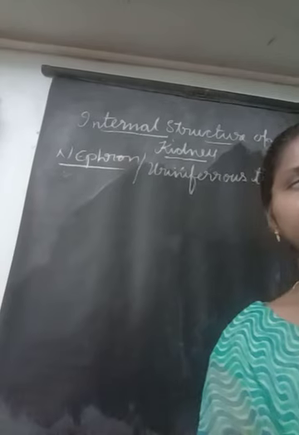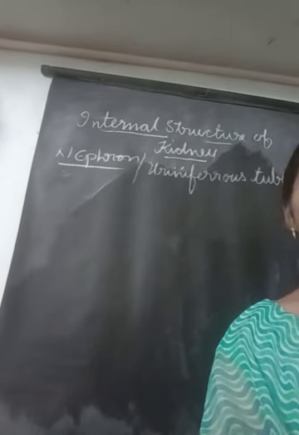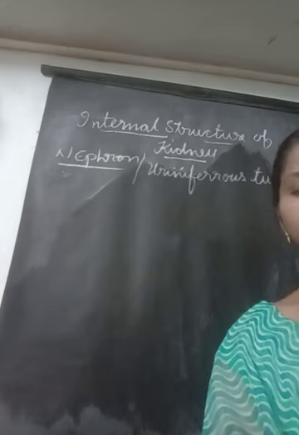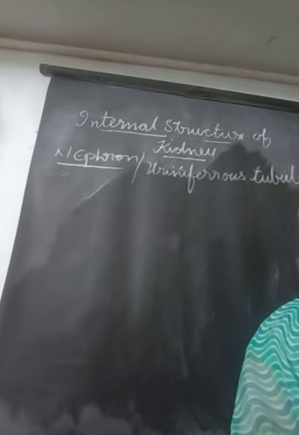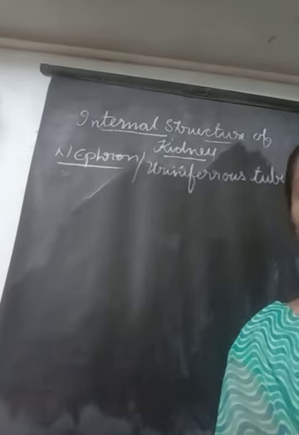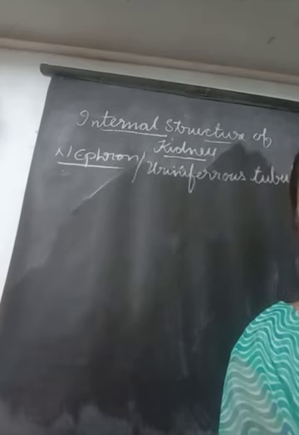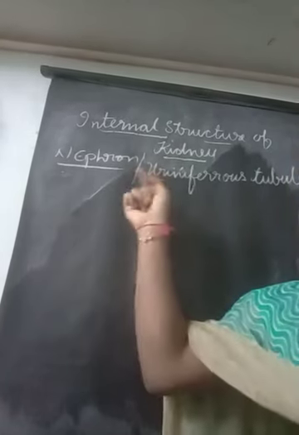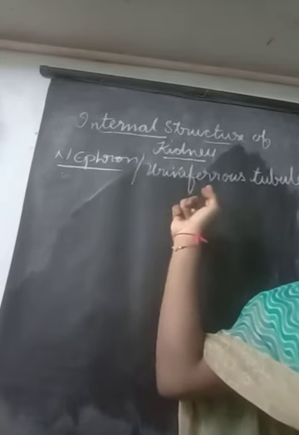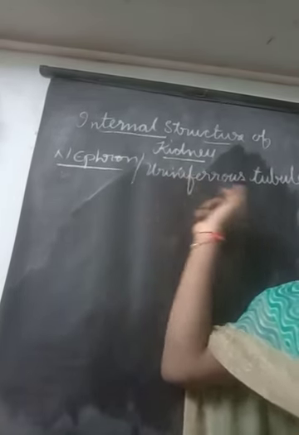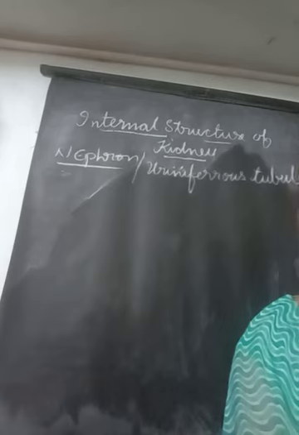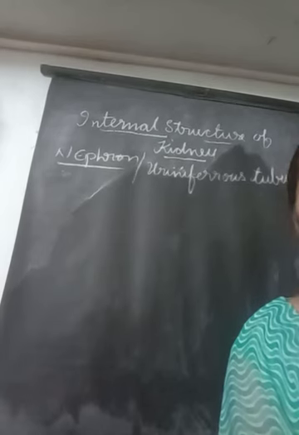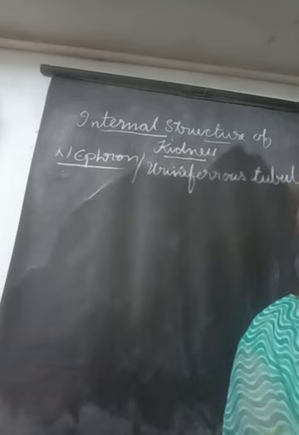Why have we given the name uriniferous tubule? What is the main function of kidney? We emit the waste from our body, mostly liquid waste, urine. Kidneys are filtering the blood and releasing urine outside. So, nephron is filtering the urine. That's why we call them uriniferous tubules. Is it clear?